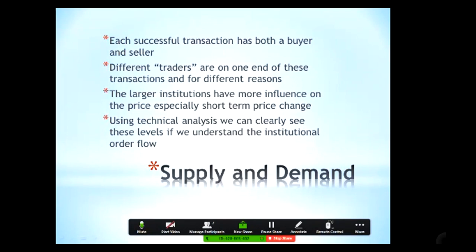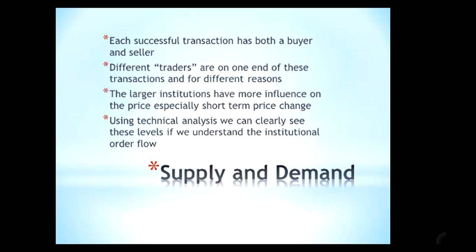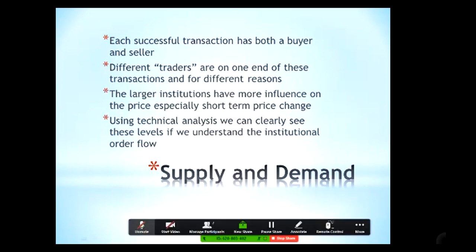Now, looking at these institutional areas, or institutional order flow as it's known, will help us to decipher where the big players are getting in and where they're getting out, potentially. Each successful transaction has both a buyer and a seller, sort of like laptops. Let's say you're a supplier of laptops and your job is to supply people with laptops.